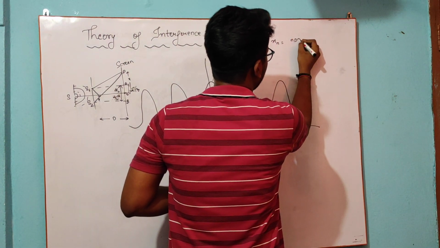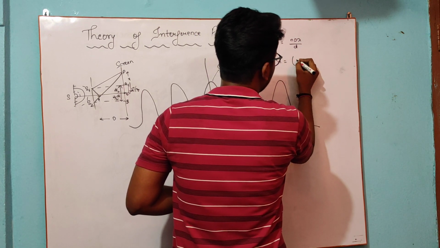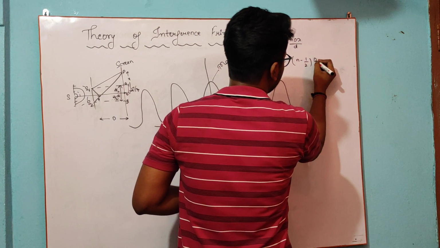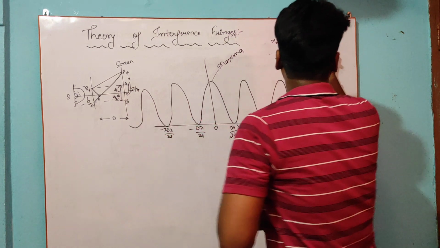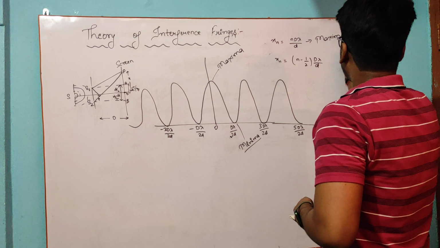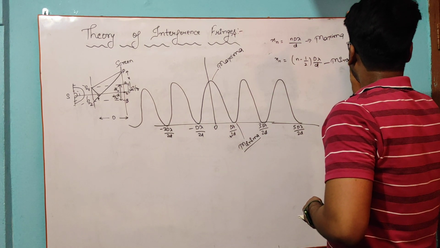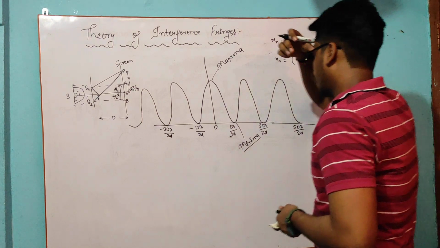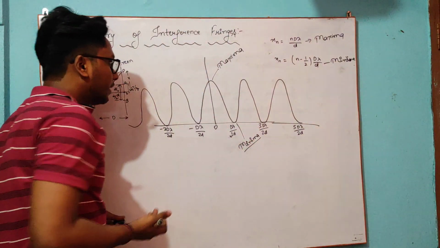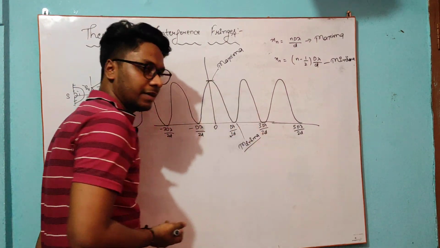This is the condition: xn is equal to n D lambda upon d for maxima, and xn is equal to (n minus 1 by 2) D lambda upon d for minima. Okay.